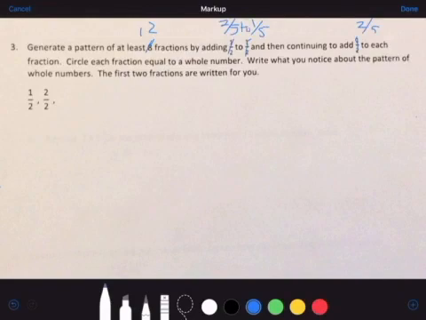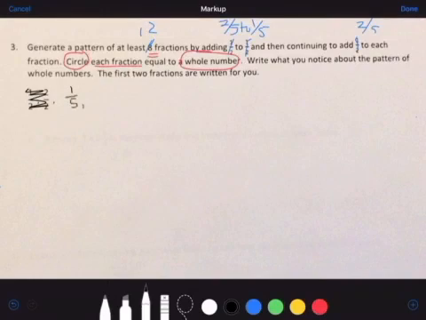Circle each fraction equal to a whole number. So let's circle the word circle. And what are we going to circle? Whole numbers, right? Fractions that are equal to whole numbers. Then we need to write what we notice about the pattern of whole numbers. The first two fractions are written for us. Well, those two fractions aren't going to be correct because we changed the problem. So if the first two fractions were written for us, it would look like this. Okay? So generate a pattern of at least 12 fractions by adding 2/5 to 1/5.